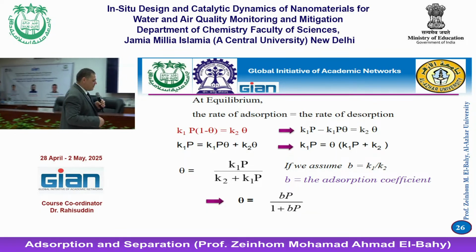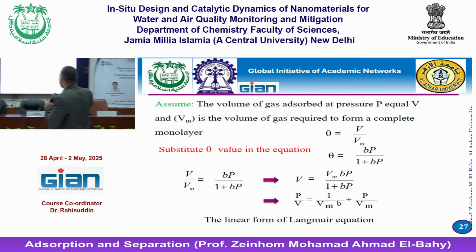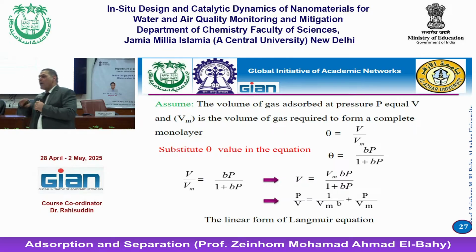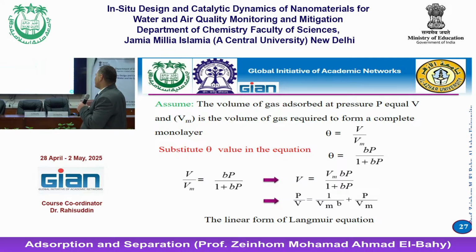Of course, this is an assumption: theta equals V over Vm, where theta is the covered surface. V is the amount of gas already on the surface. Vm is the monolayer, the amount of gas which can cover a monolayer of the surface. Okay, theta equals V over Vm, and we can just substitute instead of theta. This is very simple mathematics. P over V equals 1 over Vmb plus P over Vm. This is the linear form of the Langmuir equation.